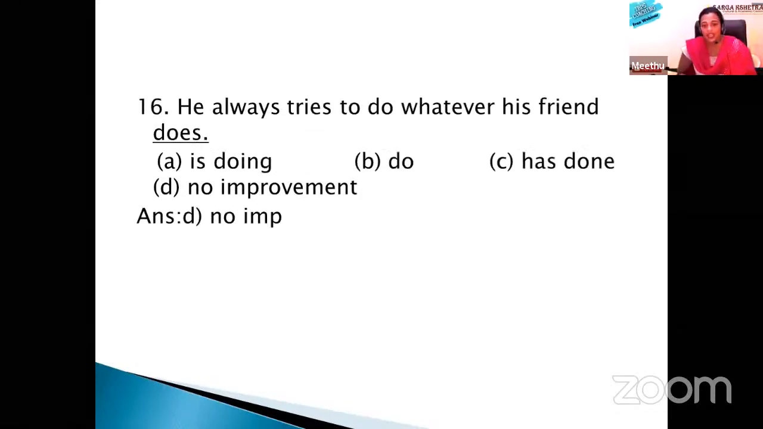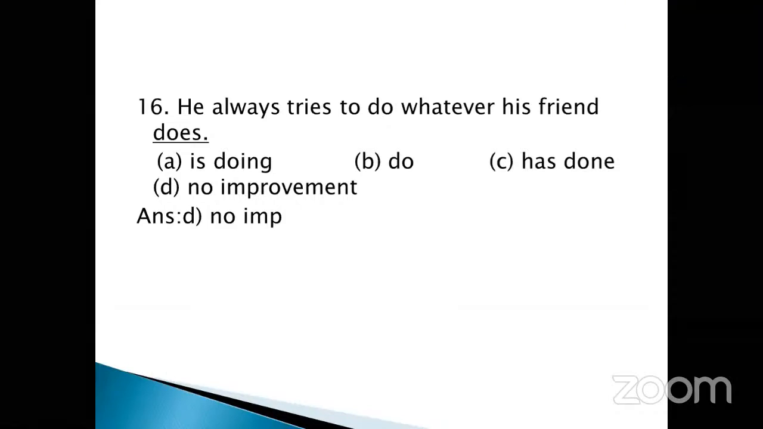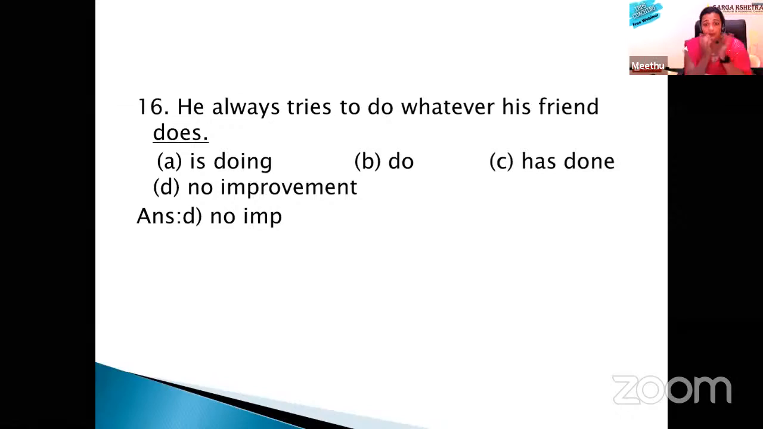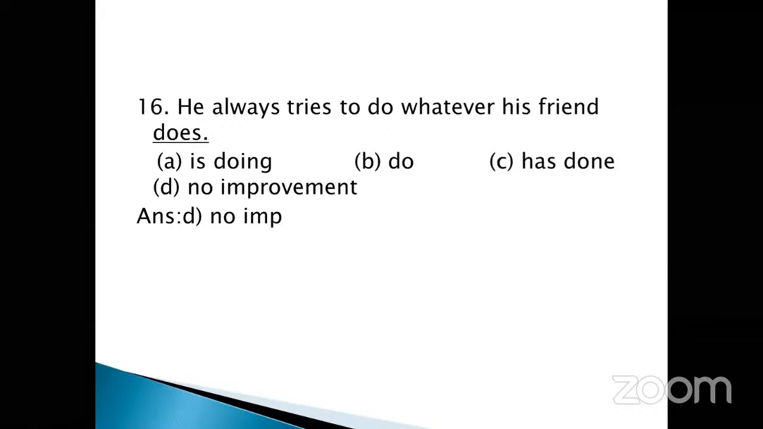Okay, next one. "He always tries to do whatever his friend does." Options: whatever his friend is doing, whatever his friend do, whatever friend has done, or no improvement. Give me an answer, somebody. Option B. No, wrong answer. Since friend is singular, it should be Option A? He always tries.